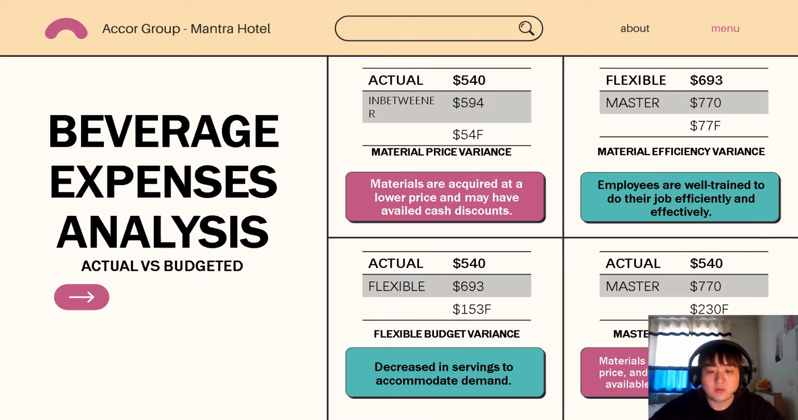Let's now discuss the variances of beverage expense. Its material price variance is $54 favorable. This means that the actual price paid for the materials is less than the budgeted price, resulting in a higher income. This is because the management may have negotiated a lower price from its supplier and acquired cash discount.